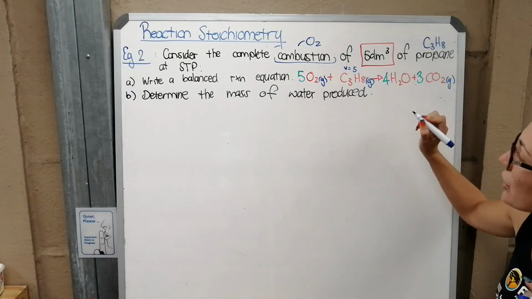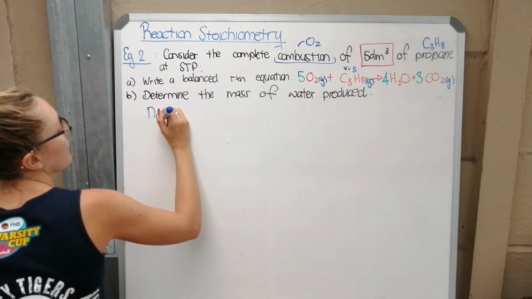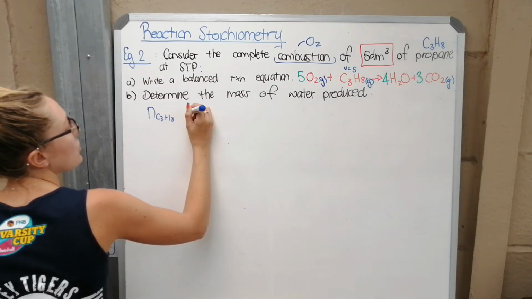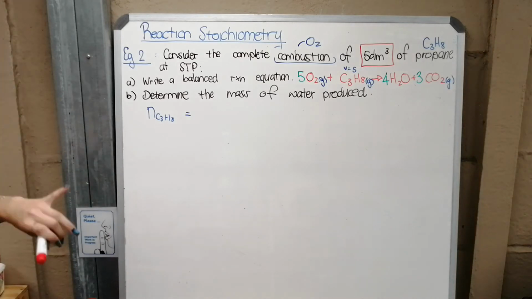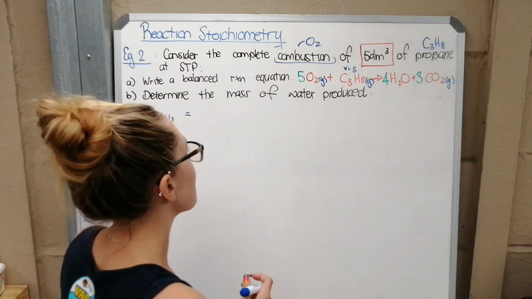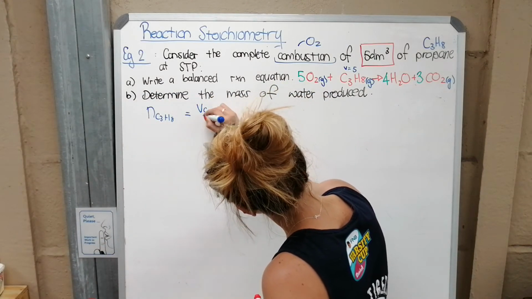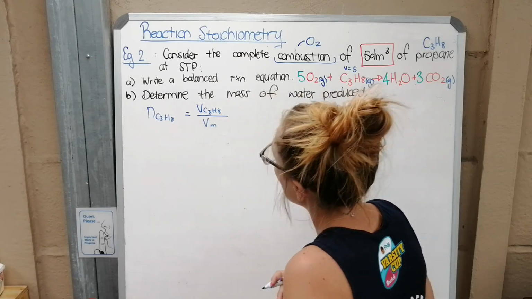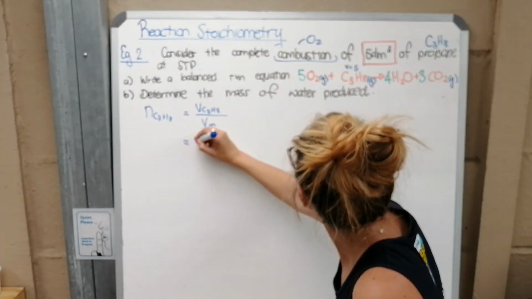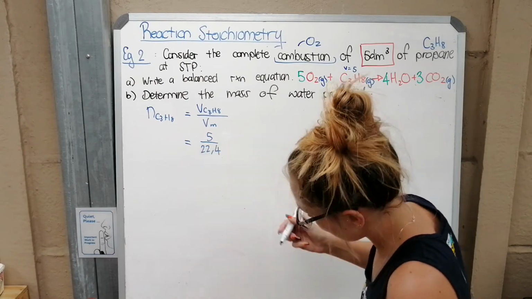So the first thing we need to do now is to determine the moles of propane, right? And to do that, either we could use M over M, but we don't know the mass, we know the volume. But because it's a gas at STP, we can use volume of propane over molar volume. Okay, so let's go for it. So that's going to be 5 over 22,4.